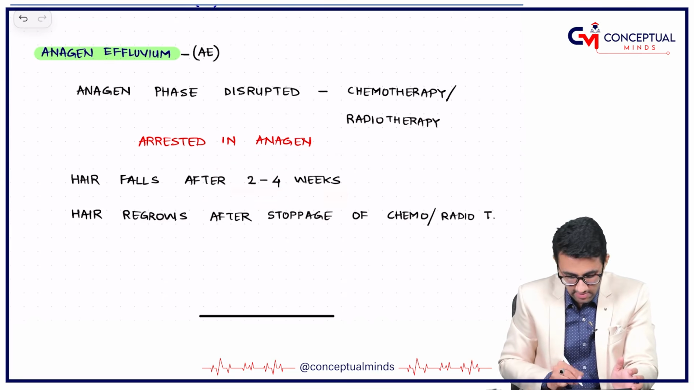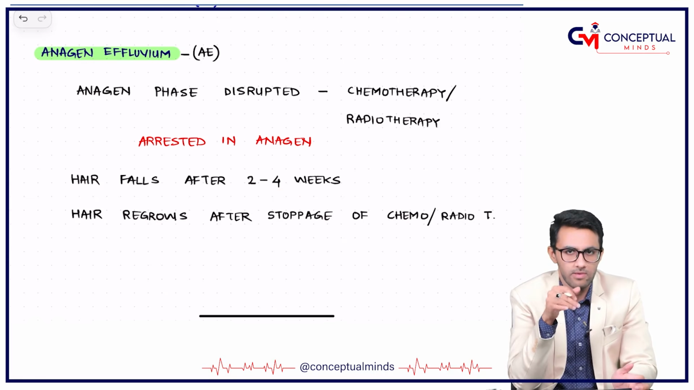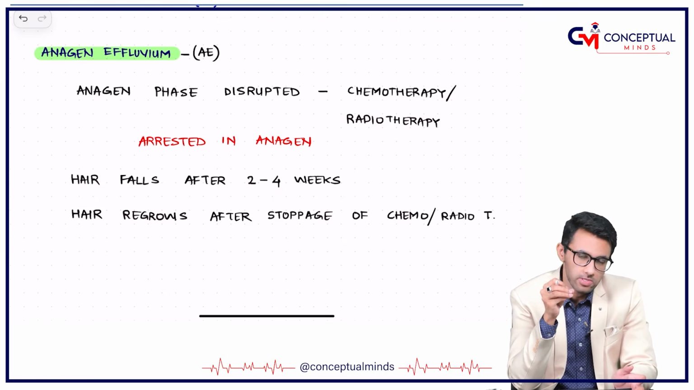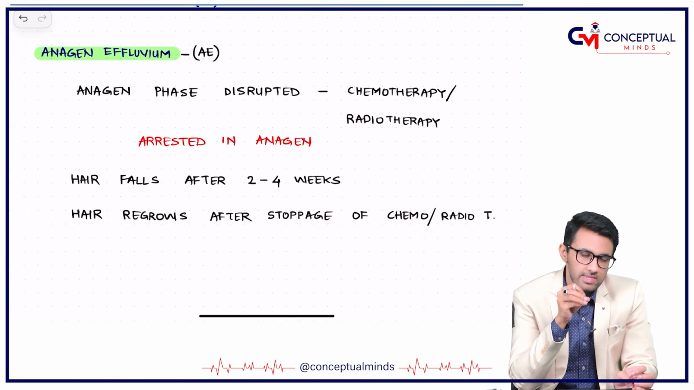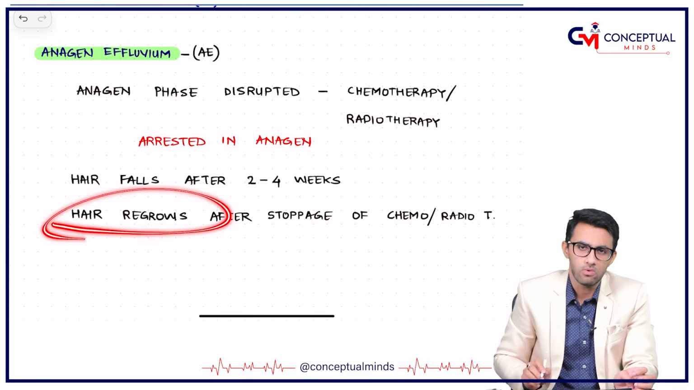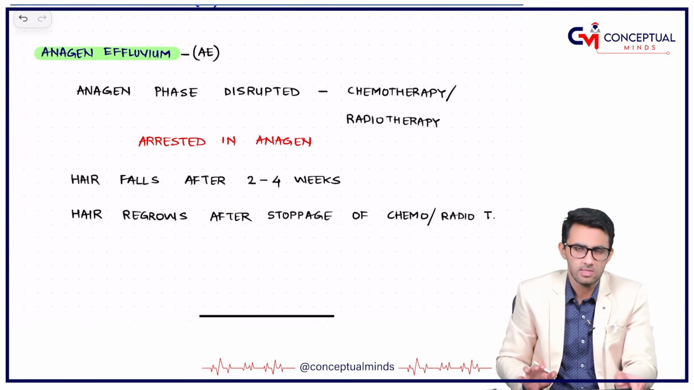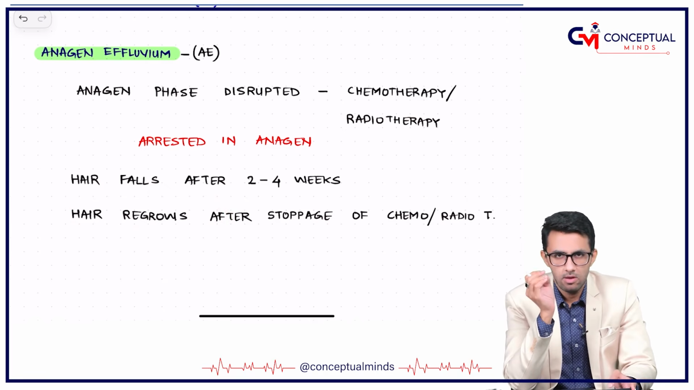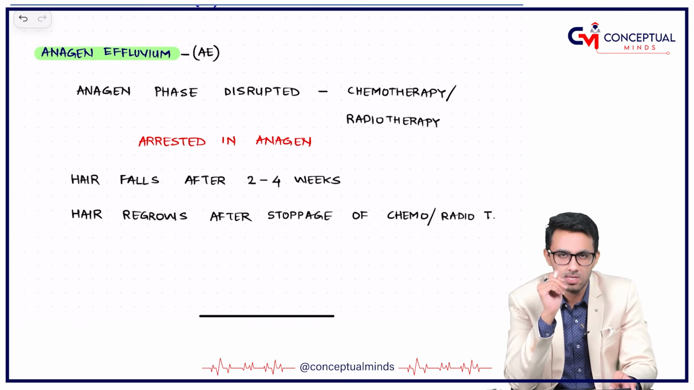But the good part is that when the offending agent is stopped, for example chemotherapy or radiotherapy, the hair will regrow. Nothing to worry about. Definitely the density comes back, because the stem cell is still present. Because the stem cell is present, the whole hair follicle grows back.